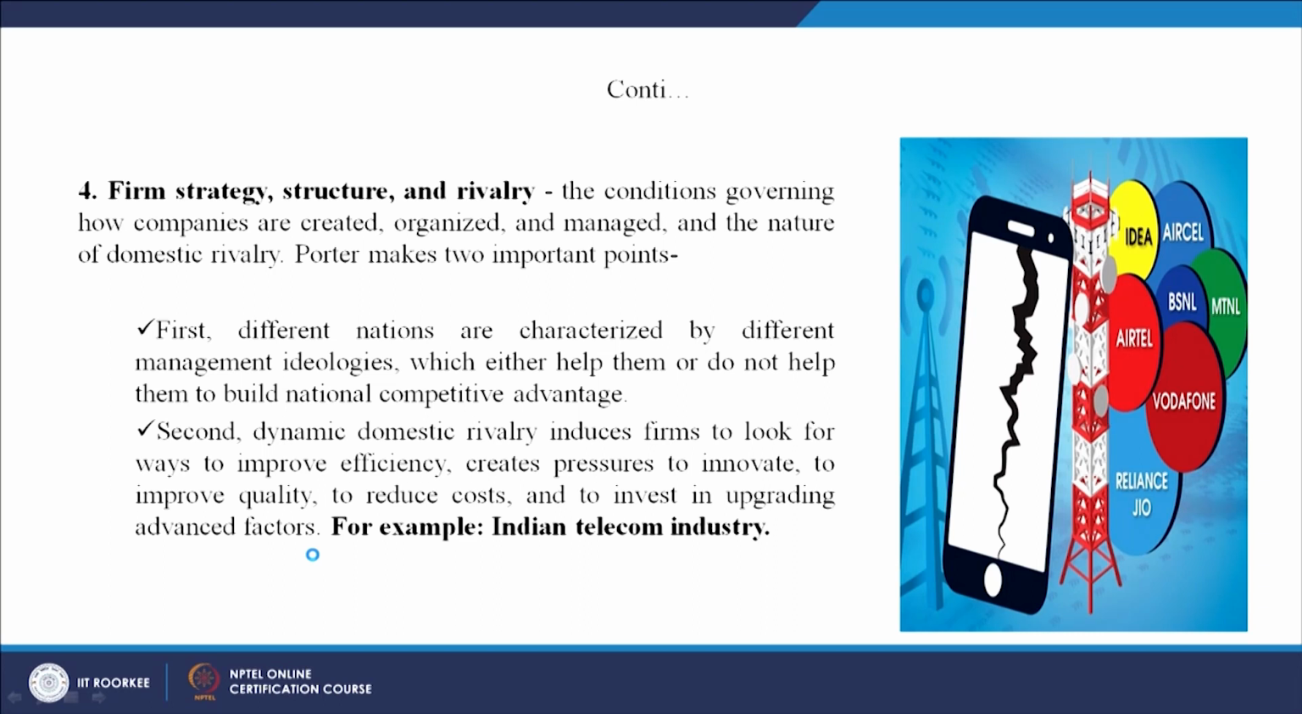The last point is firm strategy, structure and rivalry. So, the conditions governing how companies are created, organized and managed, and the nature of the domestic rivalry, right. So, Porter makes two important points. First, different nations are characterized by different management ideologies, right. For example, there is a very famous saying that the Japanese always want to be 100% correct. On the other hand, US management would like to be close to 100%, but not 100%, right, because that difference in the last few percentage takes a lot of time and effort, right.